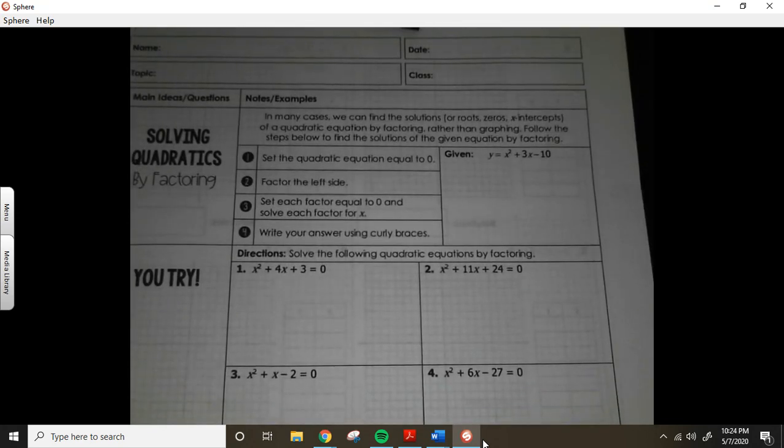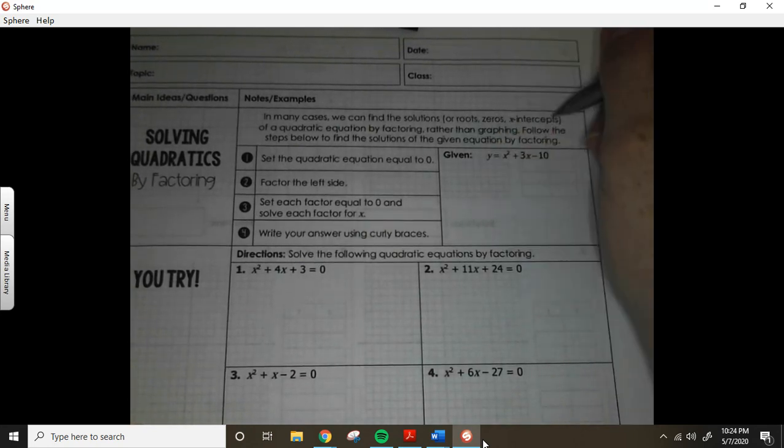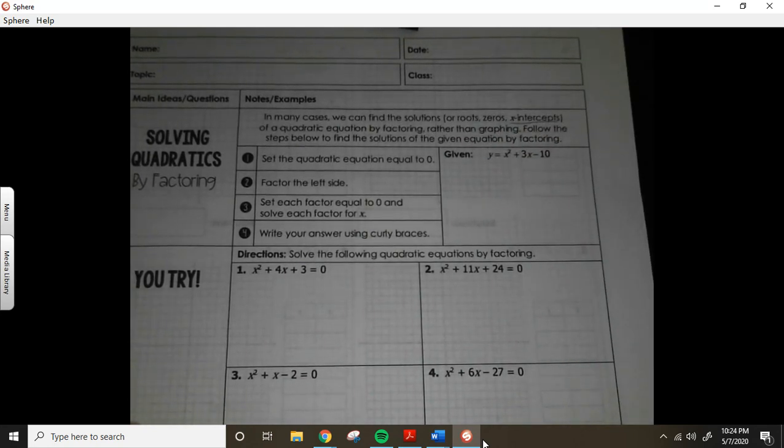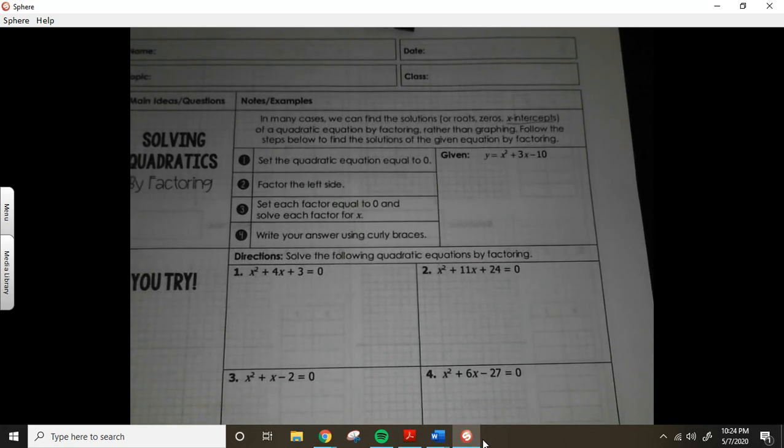Okay, let's get started. So here's the page that we are on for solving by factoring. It says in many cases we can find the solutions, aka roots, zeros, or x-intercepts of a quadratic equation by factoring rather than graphing. Follow the steps below to find the solutions. So remember, a solution is an x-intercept. So what if you're not graphing? Well, this is how you do it.